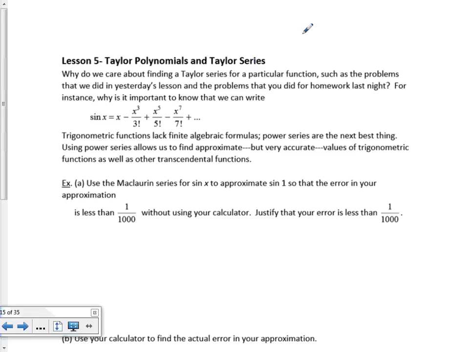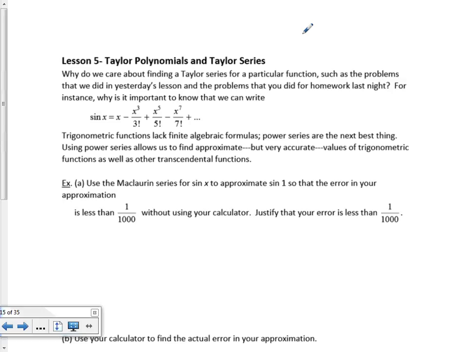Today we're going to cover Lesson 5 and Lesson 6. Lesson 5 is more about Taylor polynomials and Taylor series. Now it was important that last time we remember the power series for e to the x, sine of x, and cosine of x. We'll deal a little bit more with those today.